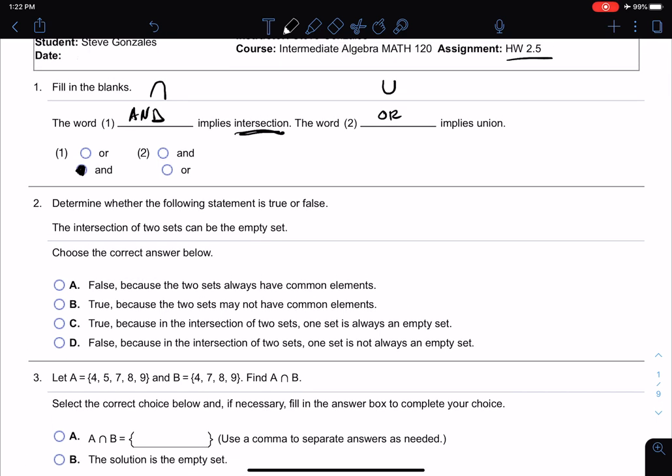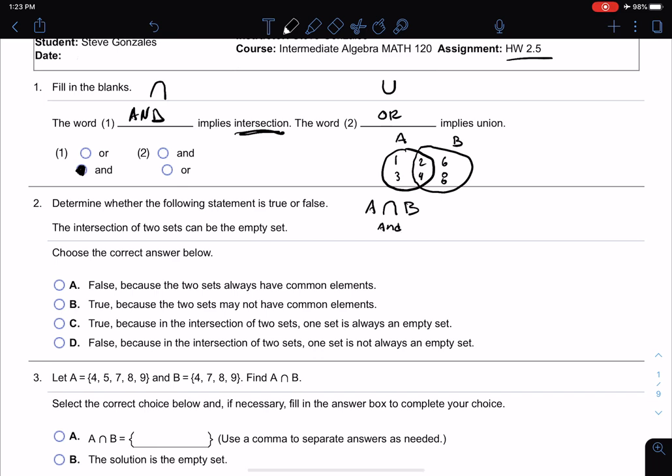Let me give a couple little examples, just to start this off. If I have set A, and my set A is 1, 2, 3, 4, and my set B happens to be 2, 4, 6, 8, then if I was looking for the AND situation, so I'm going to say A intersection B. The word that works with this is AND.